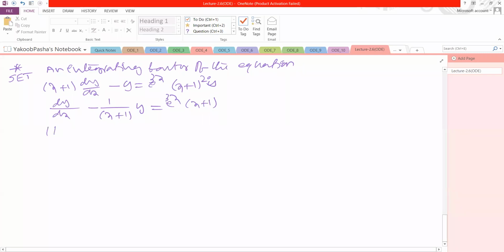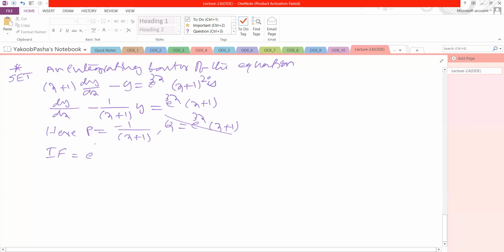Now we can write the p value. P is equal to minus 1 by x plus 1, and q is equal to e to the power of 3x into x plus 1. Q value is not required. We need to find the integrating factor only.